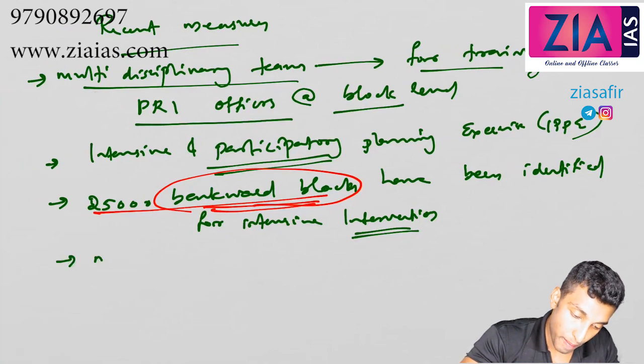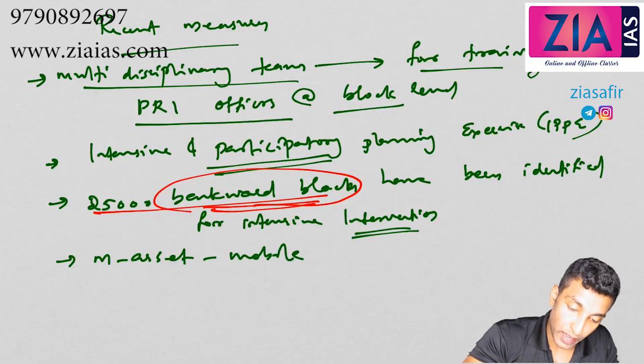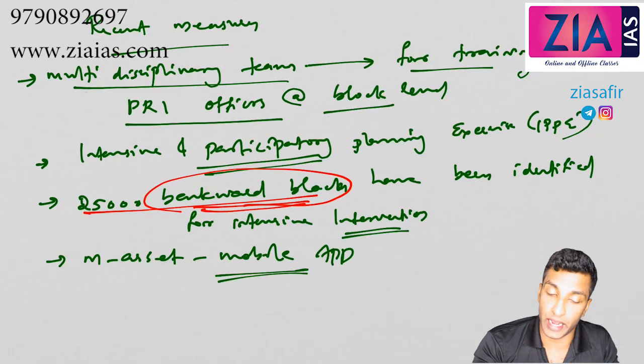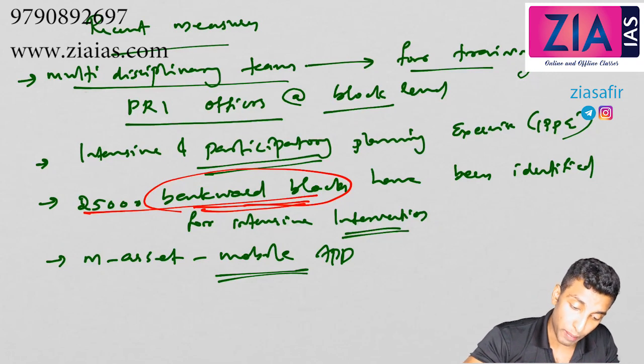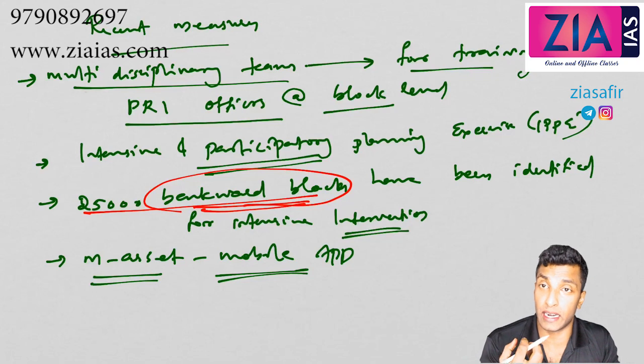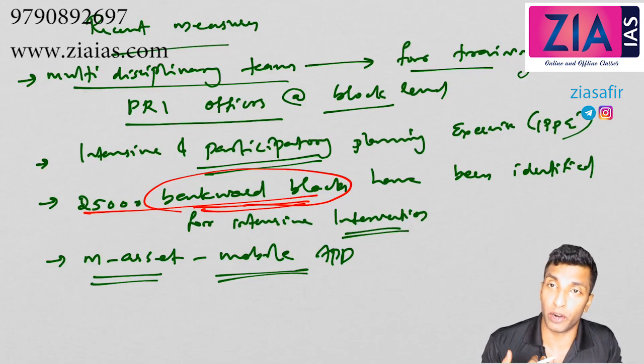Next, M-Asset mobile app. Now what is the use of this? People can take a photo of the asset which is created and upload it in the app. So it actually increases transparency because government officials can check this. Proper management and online monitoring will be possible. Whether it is a durable asset, etc., could be checked directly, then and there on the spot.